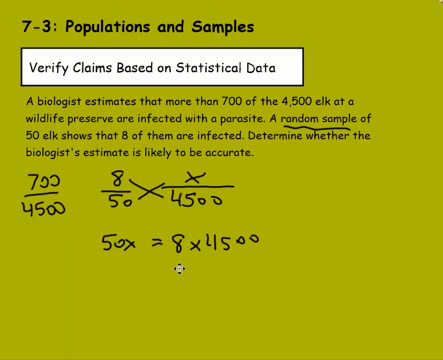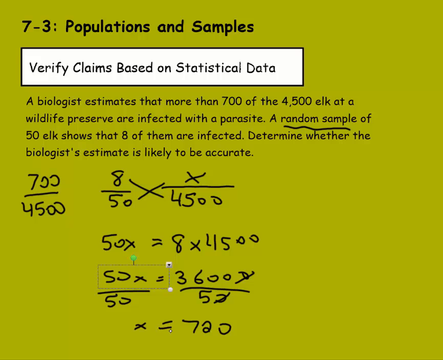8 times 4,500 is 36,000. So we have 50x equals 36,000. Divide both sides by 50. 36,000 divided by 50 is going to be 720. So the number of infected elk is going to be 720.